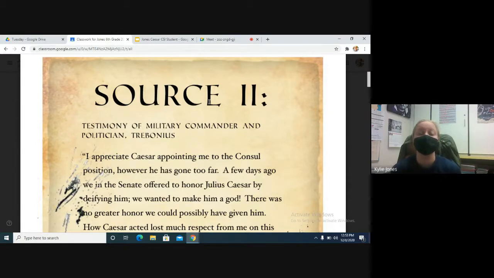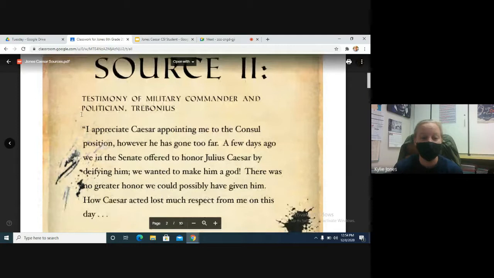Knives? Yes. So at this point, Julius Caesar is pretty much the dictator of Rome. He rules everything because he's kind of taken over. This guy, Trebonius, is one of the 2 consuls underneath him. So Julius Caesar has kind of changed things to where he is the top person in power, and then there's 2 consuls underneath him that help him run everything. Okay? So this is his testimony.